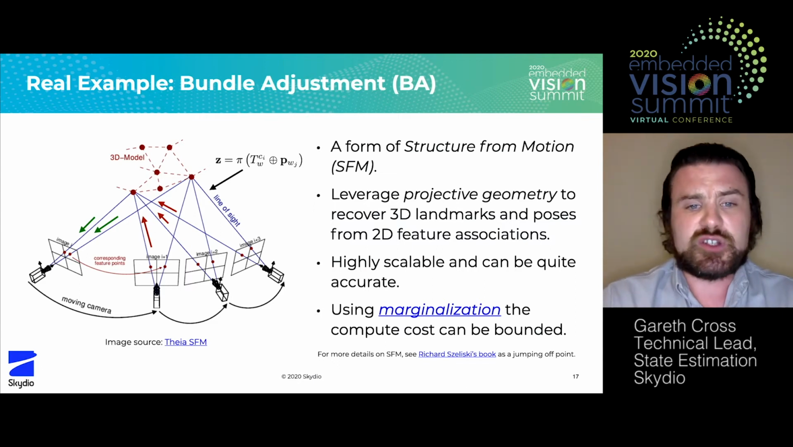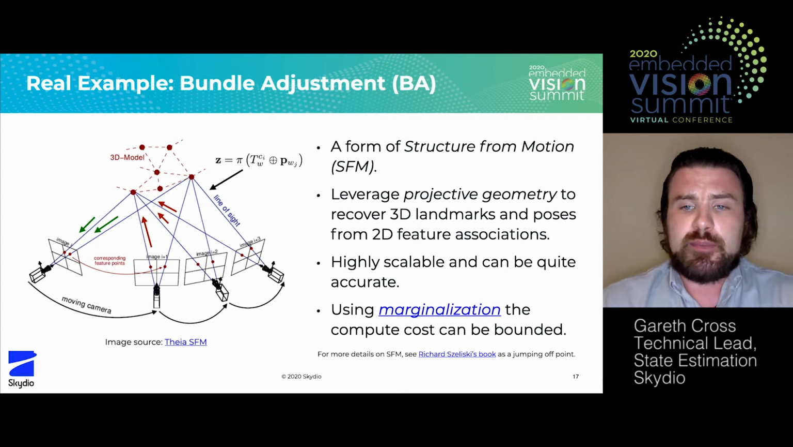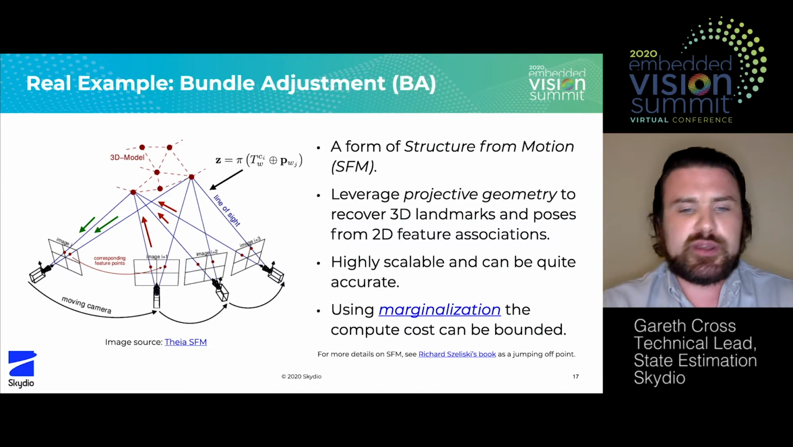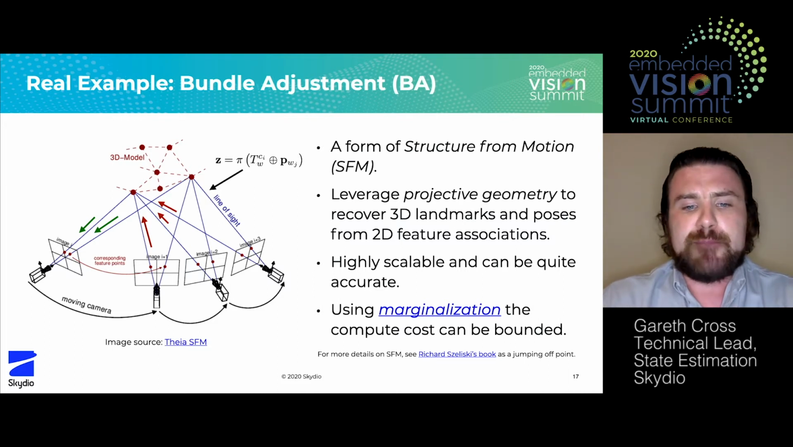That's effectively what Structure from Motion is doing. If you want to go over this in more detail, I highly recommend looking at Richard Szeliski's book. It's available for free online, and I've included the link on this slide.